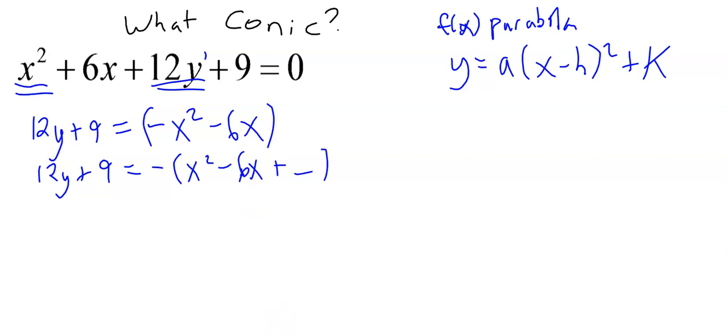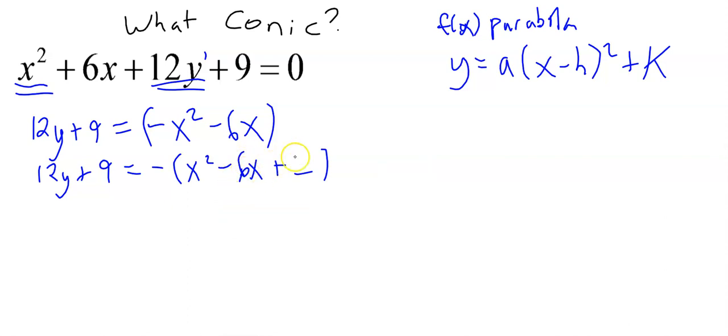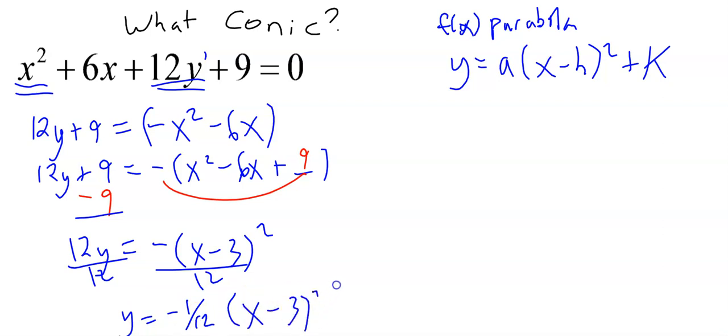And you've got to figure out what you can add to the right-hand side here to complete the square. Half of 6 is 3. 3 squared is 9. But effectively, I'm adding negative 9, so I'm going to subtract 9. Oh, that kind of works out nicely. I like it when a plan comes together. So I get 12y equals negative, this would be x minus 3 squared. And then last step, you divide by 12. Divide by 12, you get y equals negative 1/12, that's your a, times x minus 3 squared.